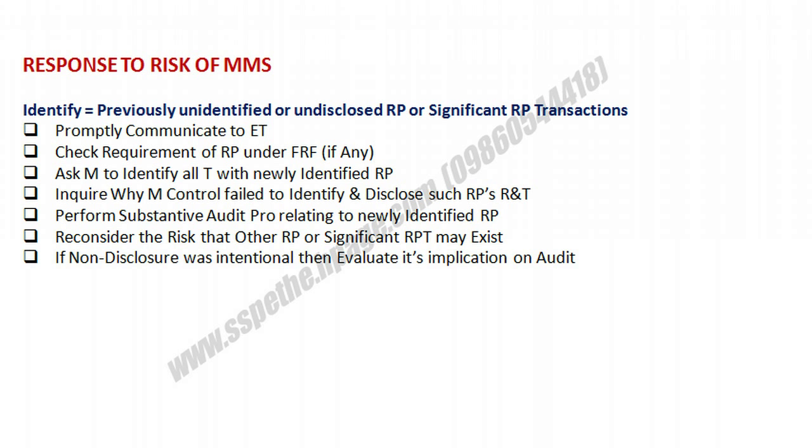Reconsider the risk. After applying this procedure, reconsider the risk that other related party or significant related party transaction may exist. If non-disclosure was intentional, then evaluate its implication on audit. Whenever there is an intentional non-disclosure, there may be a higher degree of risk.